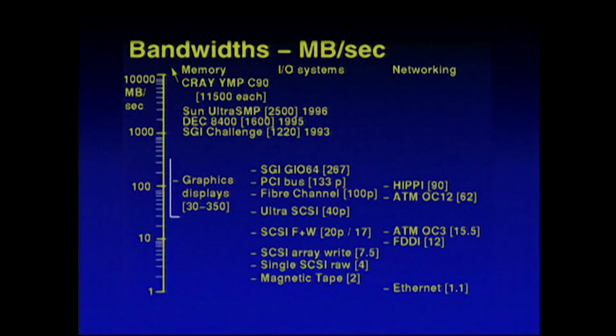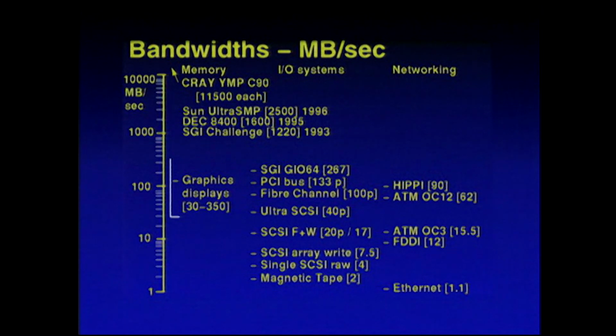Now, the third column is the one that's actually pretty frightening. That is the speed of networking. Starting at the bottom, Ethernet is about a megabyte per second. That's the common 10 megabit per second Ethernet. There, of course, is a 10 times faster version of that that's starting to be used. That's 100 base T Ethernet. 100 base T, FDDI, and ATM OC3 are all in the 10 to 15 megabytes per second range.